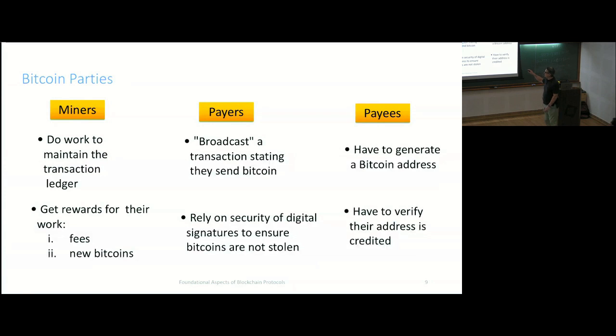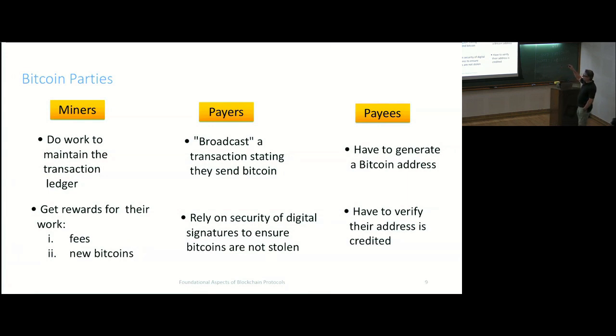Briefly, to remind you what the parties are: we have these parties called the miners and the payers. The payers are the ones moving funds or reading transactions and so forth. But the miners are the ones who are supposed to maintain the distributed ledger, and they have to do work. We're going to see what this work is about. And why do they do it? Because they charge fees for installing transactions, and they get some reward when they are able to generate a new block in the blockchain.